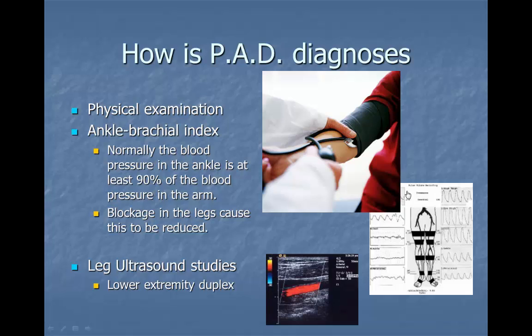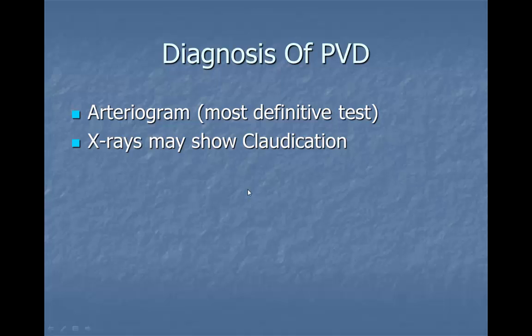An MRI, or magnetic resonance angiography, or CT angiography are non-invasive tests that may eventually supplant contrast angiography. So basically, the most common and initial test that should be done, and that you will be tested on, is the ankle brachial index. Now, the most common and initial test will be the ankle brachial index, and the most definitive test will be the arteriogram.